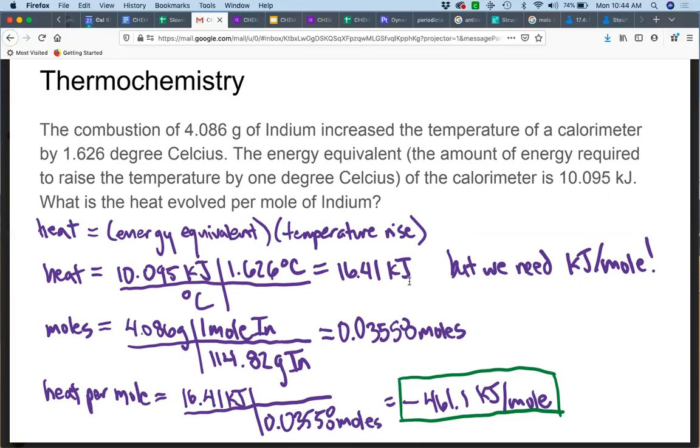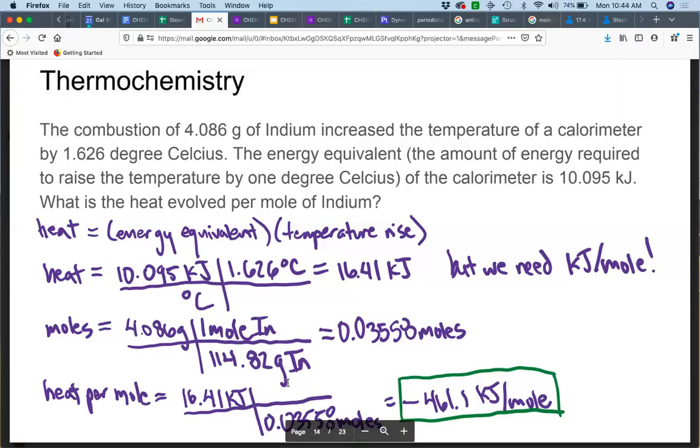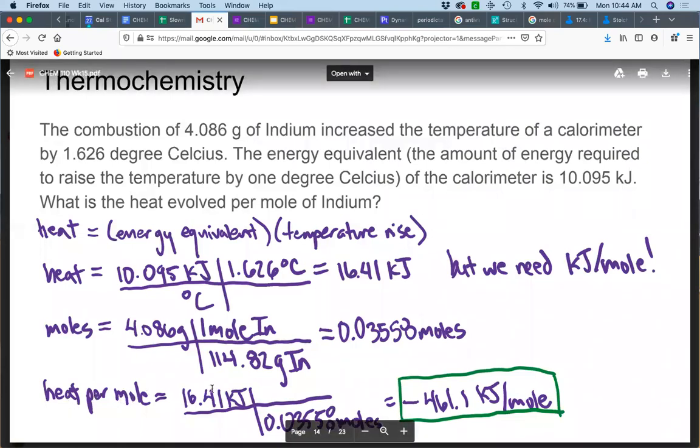But the problem says, what is the heat evolved per mole? So this is where I have to read the problem very carefully, because the keywords per mole are telling me what it is I need in addition to solving for my heat. So now I need to solve for my moles, my 4.086 grams. I need to look on my periodic table and find the molar mass of indium. Once I've found that, I can calculate the number of moles of indium. Then my heat per mole is my 16.41 kilojoules from the first part of the problem, divided by my moles that I solved for in the second part of the problem.